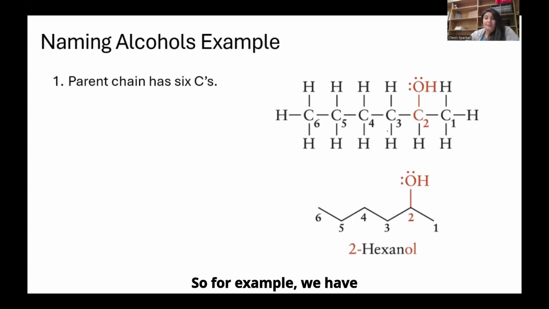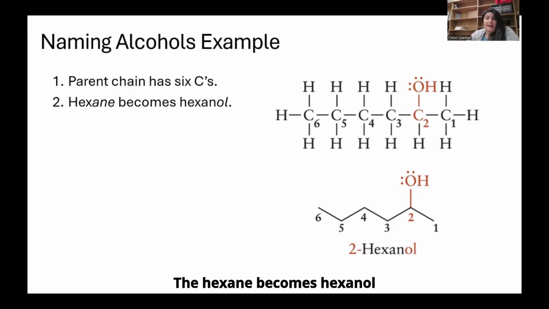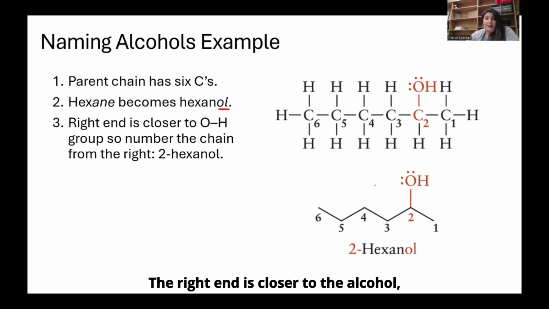So for example, we have this structure. The parent chain has 6 carbons. 1, 2, 3, 4, 5, 6. The hexane becomes hexanol because it is an alcohol. The right end is closer to the alcohol, so it's numbered from right to left. And then the locator number for the carbon that is attached to the alcohol is 2. So you have 2-hexanol.